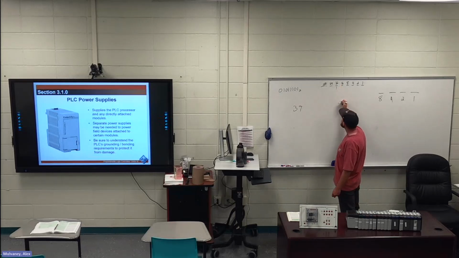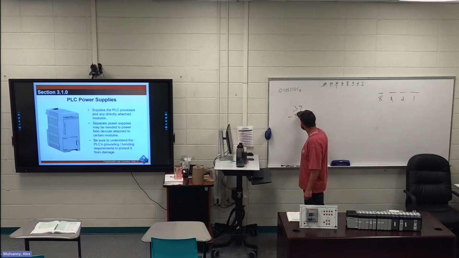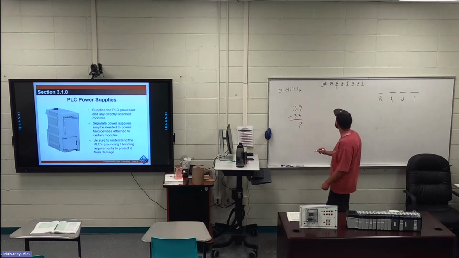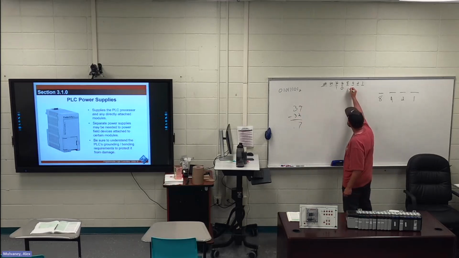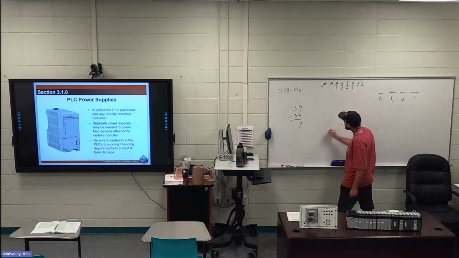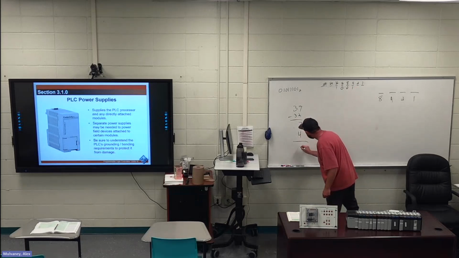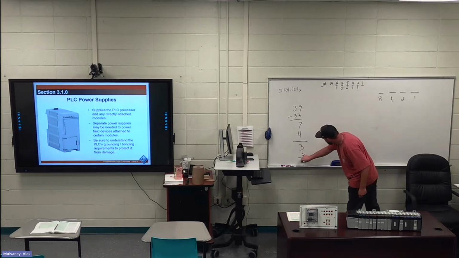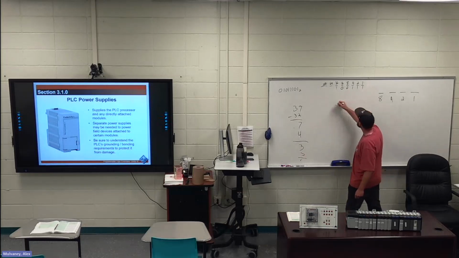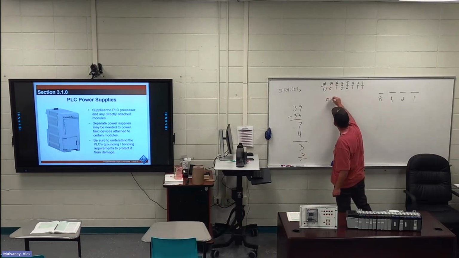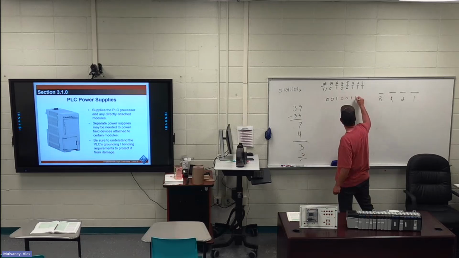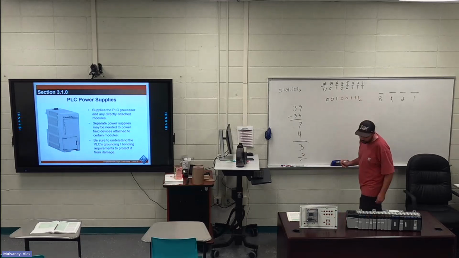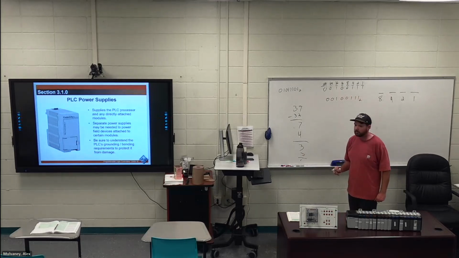32. So I subtract 32 and I get 7 left. 16 going into 7, nope. 8 going into 7, nope. 4 goes into 7, and I've got 3 left. 2 goes into 3, I've got 1 left. 1, I don't have either of those. So 0, 0, 1, 0, 0, 1, 1, 1, base 2 should have been your answer.